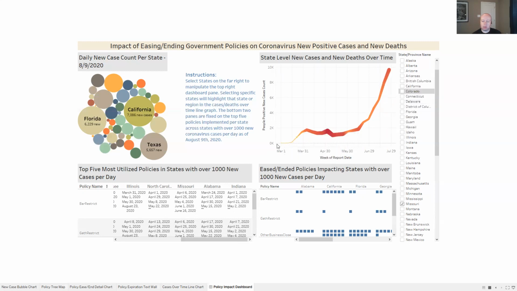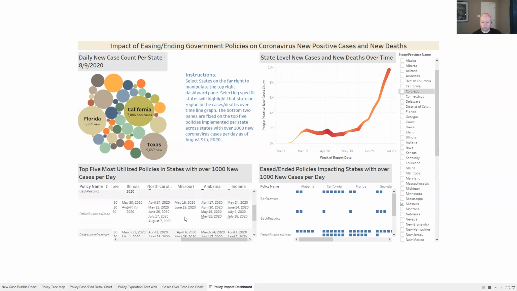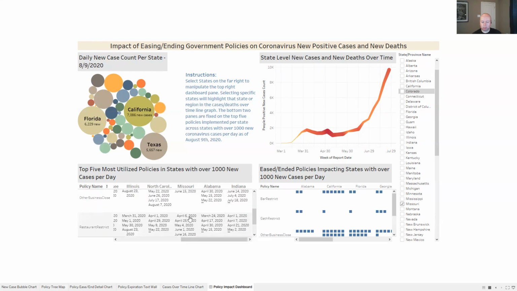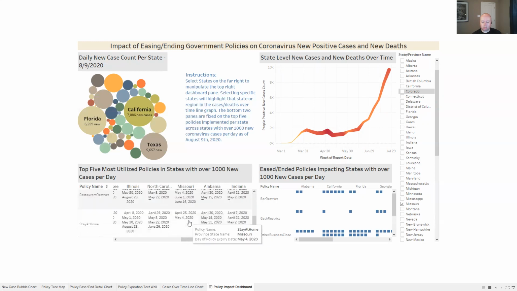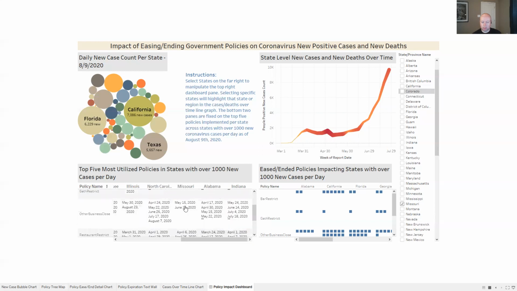And as you can see, what you have here is Missouri has a variety of policies that expire in June, and again in June for other business closures. So it looks like, based off of these dates, most of the restrictions that were in Missouri ended in and around then. We'll look over here as well, Missouri.